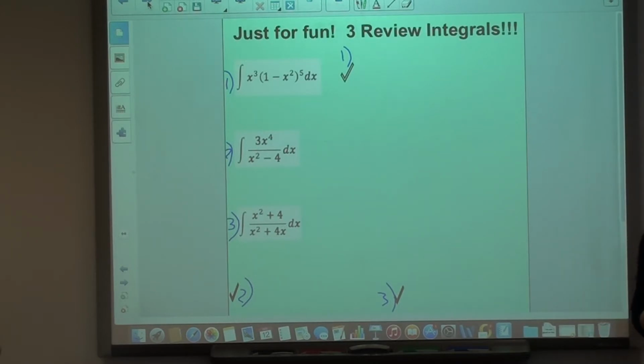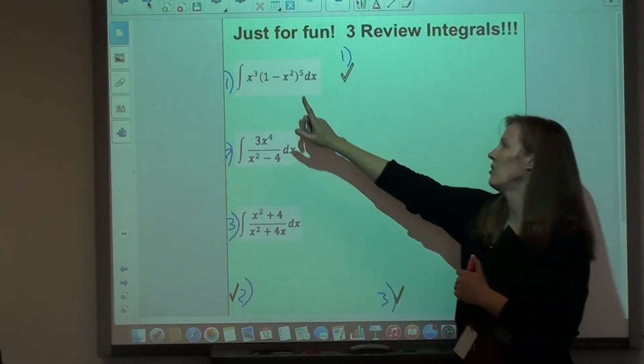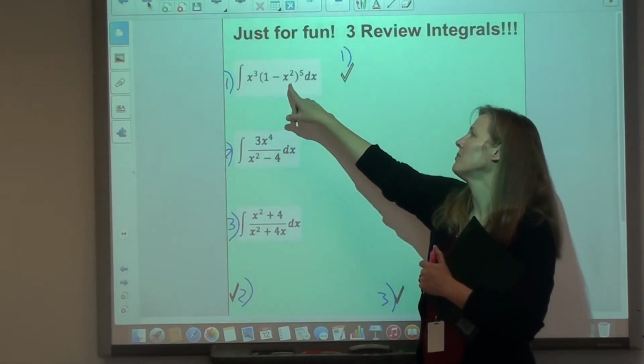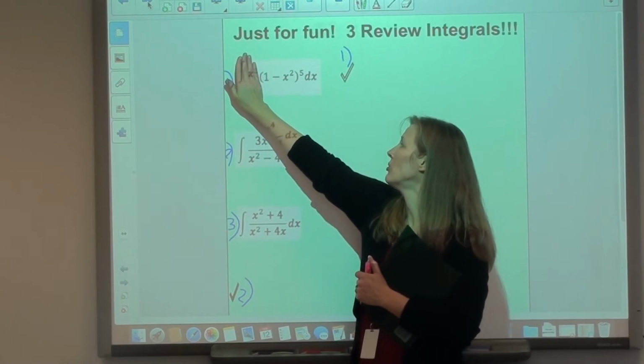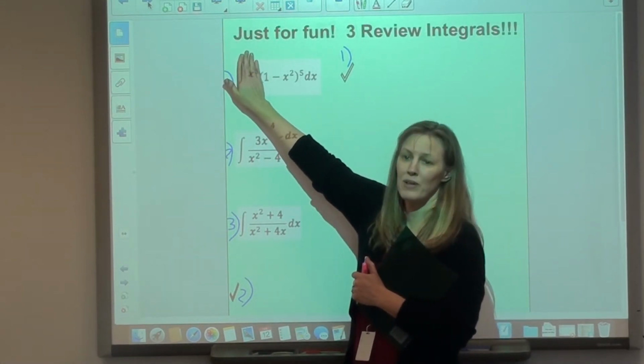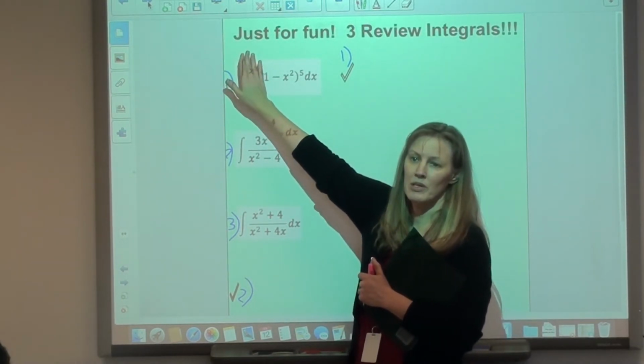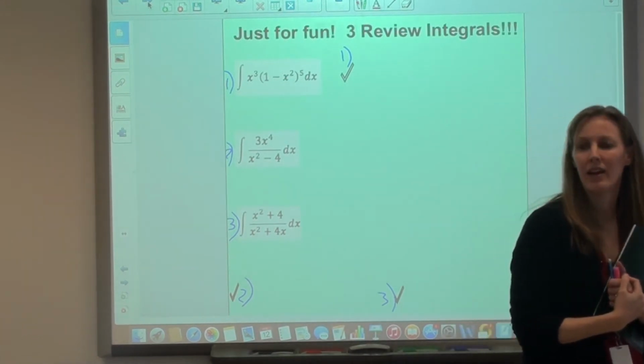No, because that's just integration by parts. The tabular method only works if you have a polynomial times something that you can easily, repeatedly integrate. Since you don't know the integral of 1 minus x squared to the 5th, you would have trouble with that one.